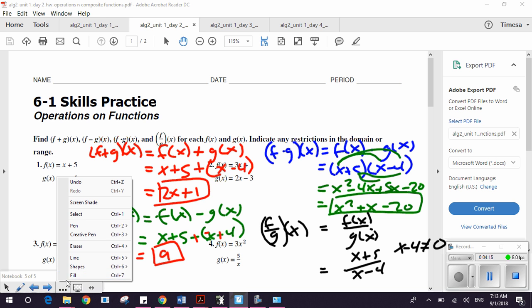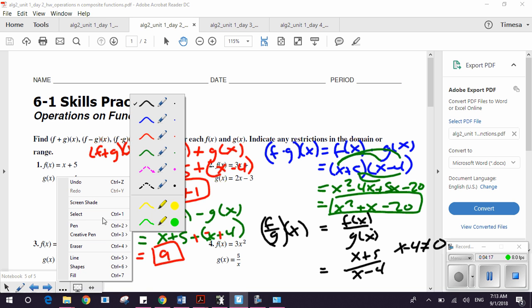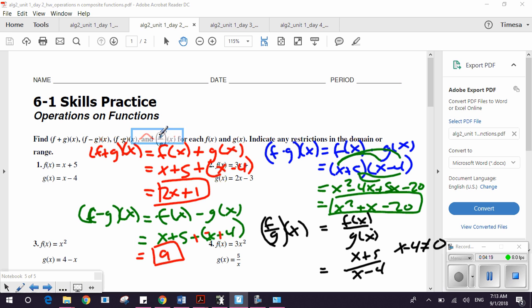So when I solve for x, I would have to add 4 to each side, which means that x is not equal to 4. So both of these are necessary for that part. And again, this was all problem number 1.